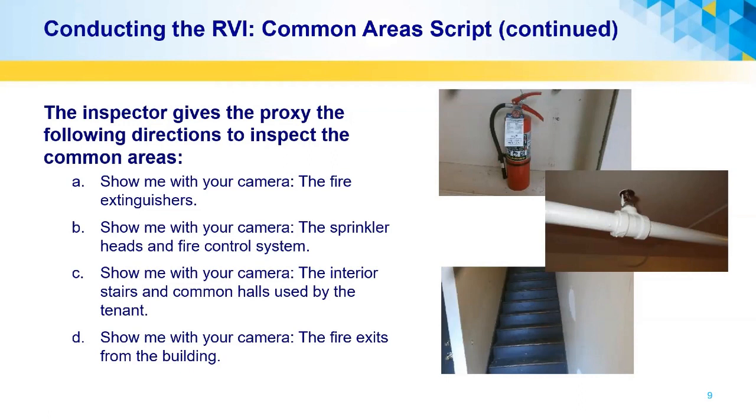Show me with your camera the sprinkler head and fire control system. And you can see from the slide there, we've got a sprinkler head that has paint on the head and on the bracket. That would be considered a 24-hour life-threatening health and safety. Show me with your camera the interior stairs and common hallways used by the tenant. And you can see on those stairs, we don't have a handrail over a run of 4 or more steps. So that would be written up as a fail item. And then we have show me with your camera the fire exits from the building.